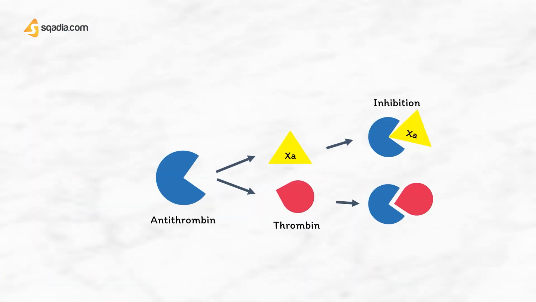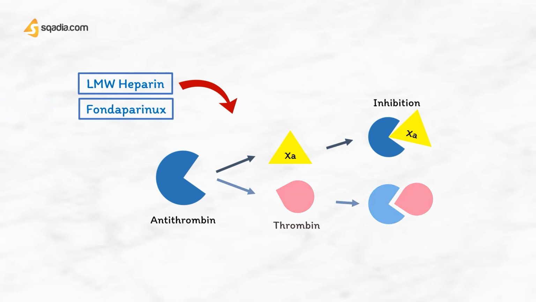Low molecular weight, LMW, heparin-antithrombin complex inhibits only factor Xa. Fondaparinux is a synthetic pentasaccharide that binds to antithrombin with high specificity and inhibits factor Xa. It may be superior to LMW heparins.